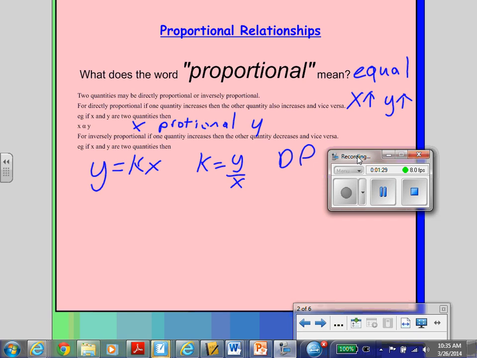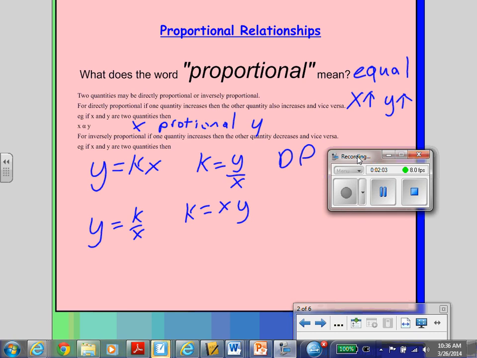For inverse proportions, the equation is Y equals K over X, and K equals X times Y. You don't necessarily have to know about inverse, it's just that if you know what one thing is, then you also know the other. Alright. We also look at proportions, how to set them up.